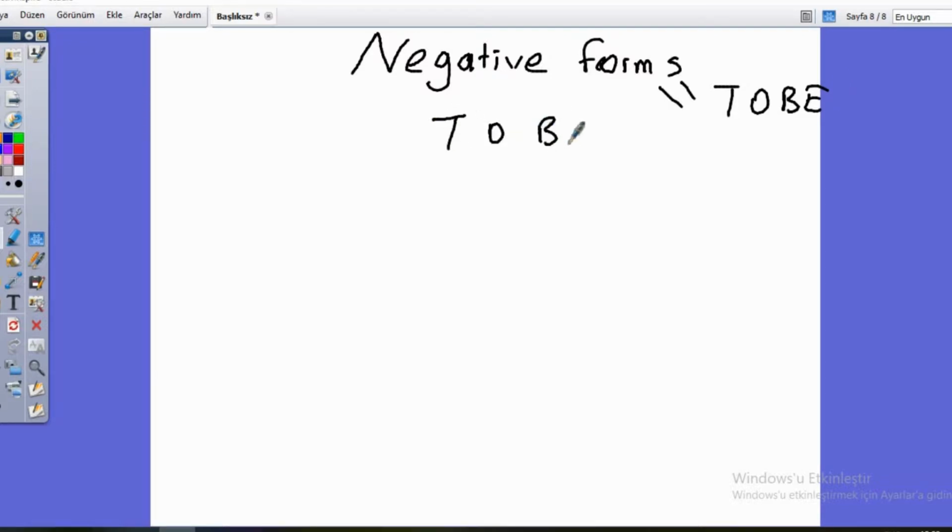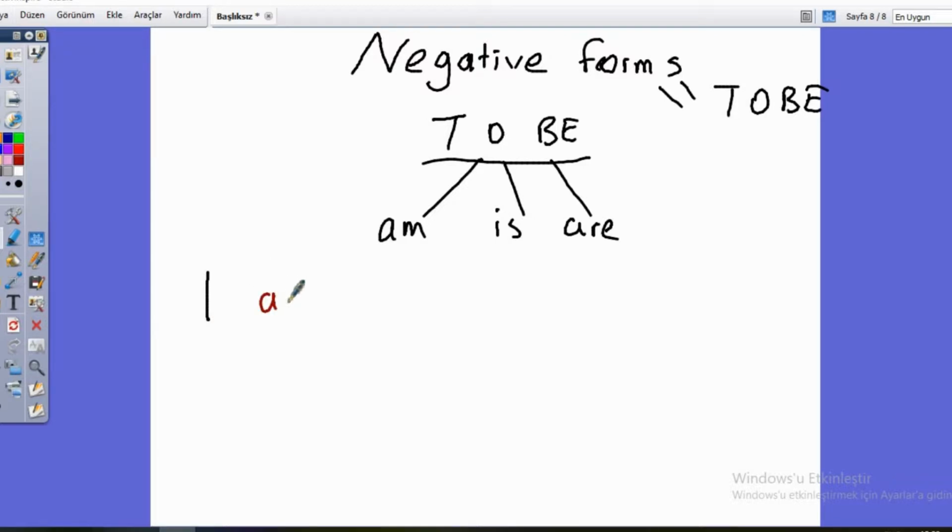To be is, as we said before, am, is, and are. And we have subject pronouns. To make negative forms, I am. And we use short forms, I'm. So to make negative, we add not. I'm not. With singular subject pronouns, again, he, she, and it.